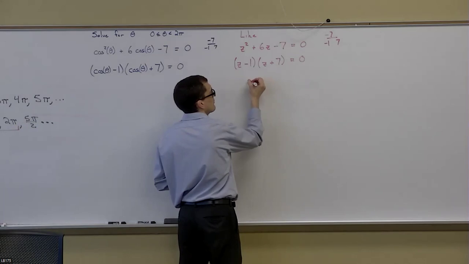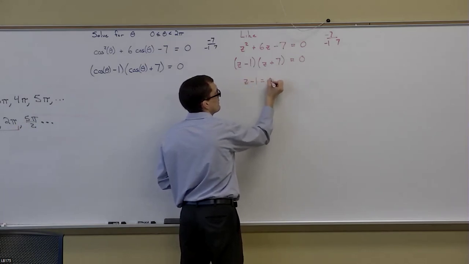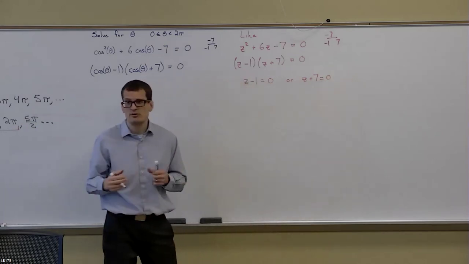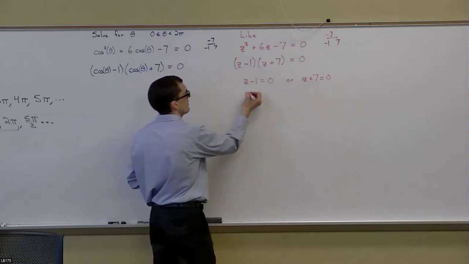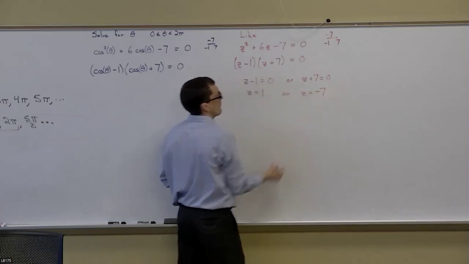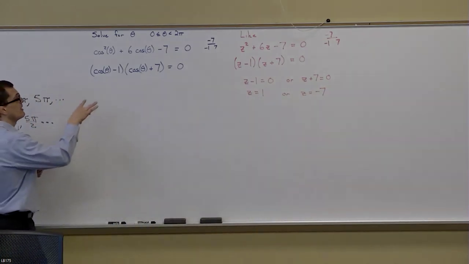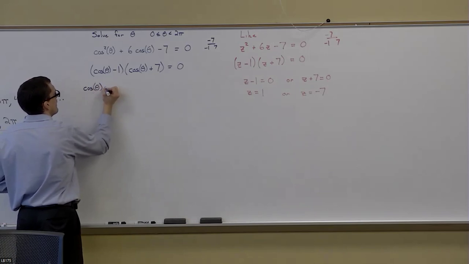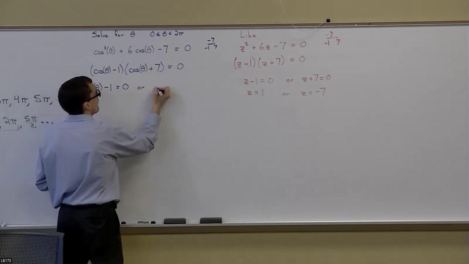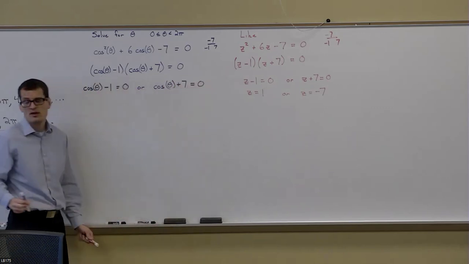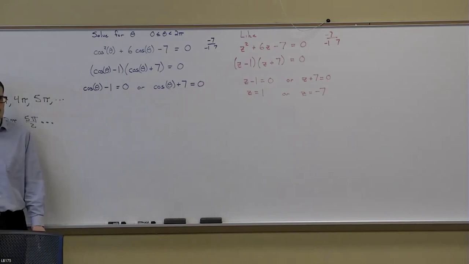Over here, what I would do is I would then set each component equal to 0. And then I would solve each component, right? Well, that's what I'm gonna do here as well. I'm gonna say either cosine of theta minus 1 is equal to 0, or cosine of theta plus 7 is equal to 0. Remember, that only works with 0, right? We had to have 0 on the right-hand side to actually be able to factor, and then use the zero factor property. That's it.